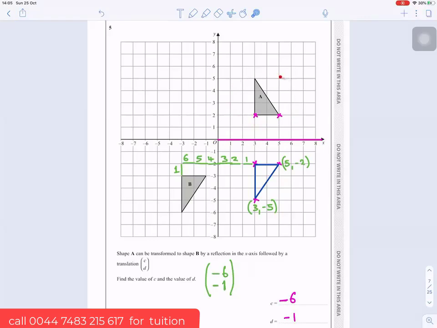So A is the object. This blue triangle is the image, because you're having a mirror, object and image. And then after that, you would have to translate it. To translate it, you want to move it to where B is. You can count moving it to the left: 1, 2, 3, 4, 5, 6. You move it 6 places to the left, and then you move it 1 place down. When you move to the left, you use a minus, -6. And when you move down, you use a minus. So 6 places to the left and 1 down.